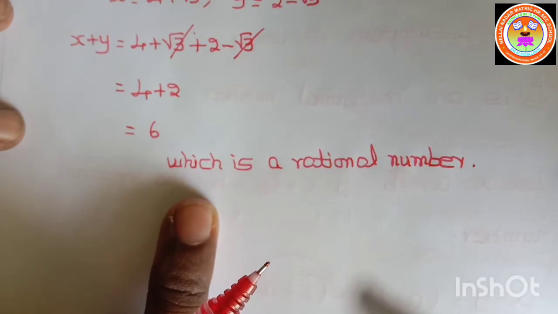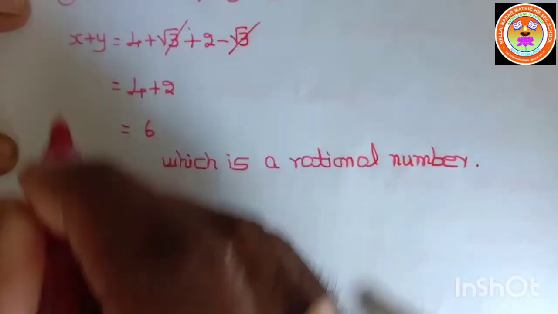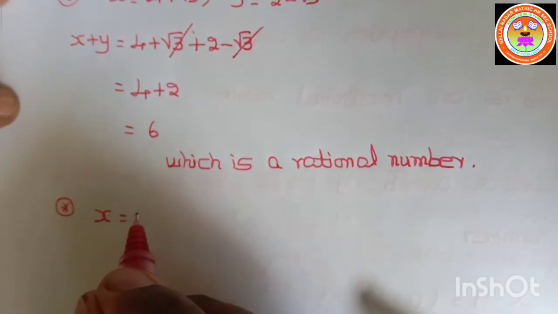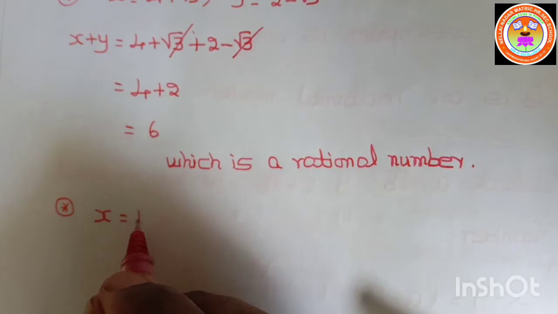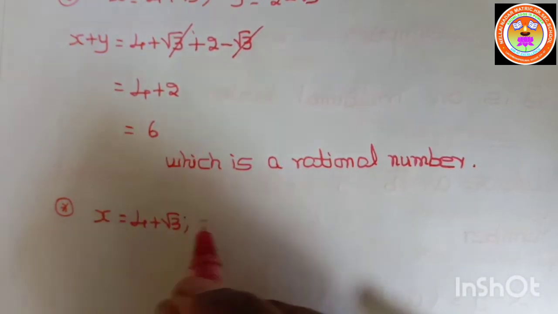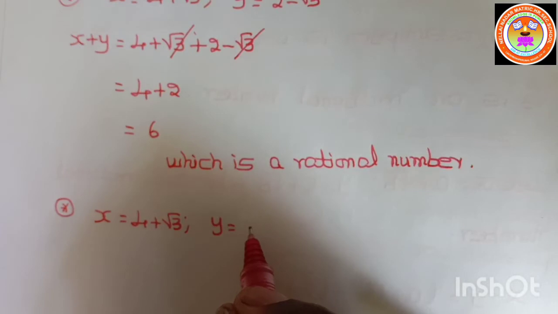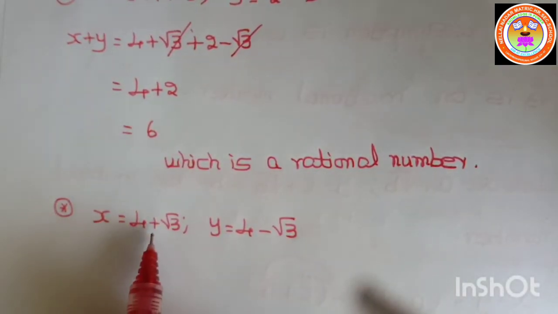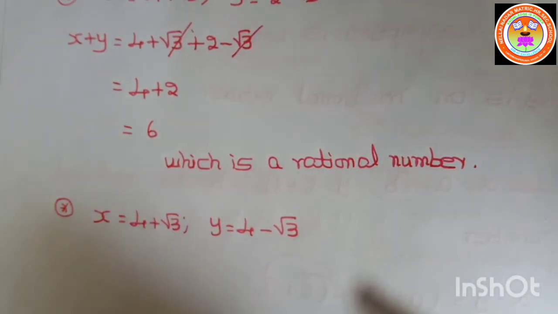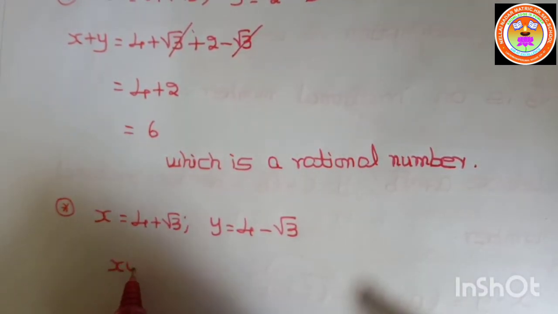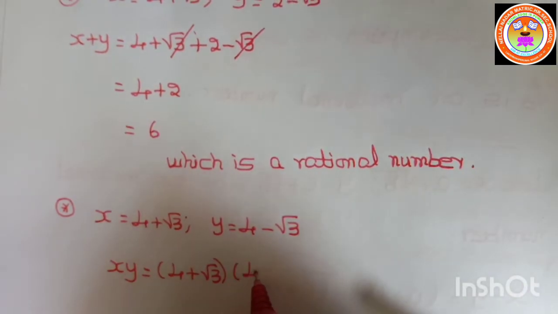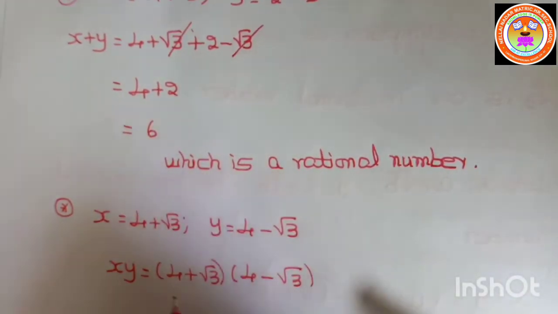One more question. You take two irrational numbers. The product is also a rational number. X equal to 4 plus root 3, y equal to 4 minus root 3. Product, we multiply these two: x y, x is 4 plus root 3, y is 4 minus root 3.